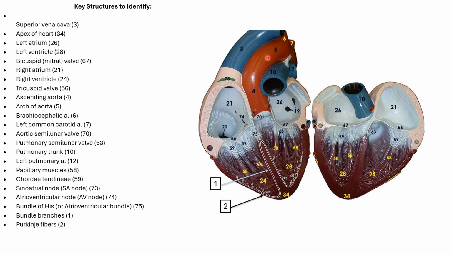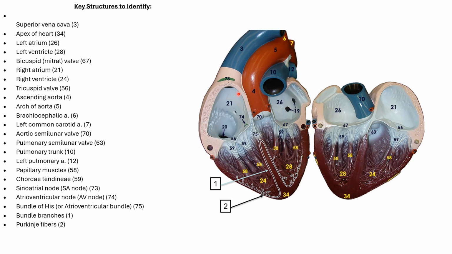And this 6 and 7 is the first branch to the right side. This is the brachiocephalic trunk, and then after that we have the left common carotid artery. And this labeled number 10 is the pulmonary trunk, and 12 is the left pulmonary artery, right?